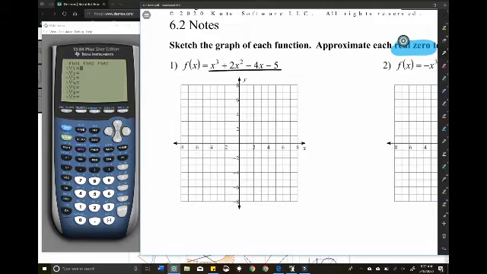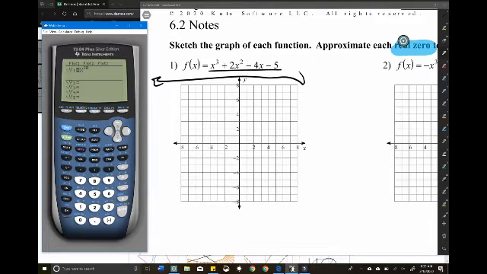Right off the bat, there's really no easy way to do this by hand. When in doubt, graph it out, use your calculator. So we're just going to type in x to the third under the y equals, plus 2x squared, minus 4x, and minus 5. We're going to hit graph. Now, if your window is not looking like this, you can always hit zoom, 6, and that'll take you back to the regular old window.